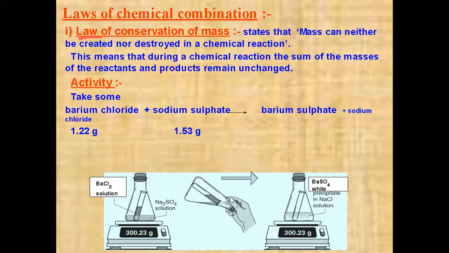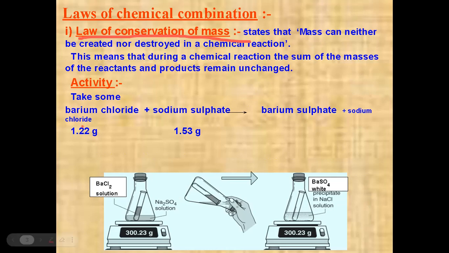What is the first type? It is law of conservation of mass. What is law of conservation of mass? I will explain this with a very easy example. Let's say, for example, I am having barium chloride of 1.22 gram and sodium sulfate of 1.56 gram. And now I'm adding them. So what will be the result? The sum of them, right? So it is equal on both sides.